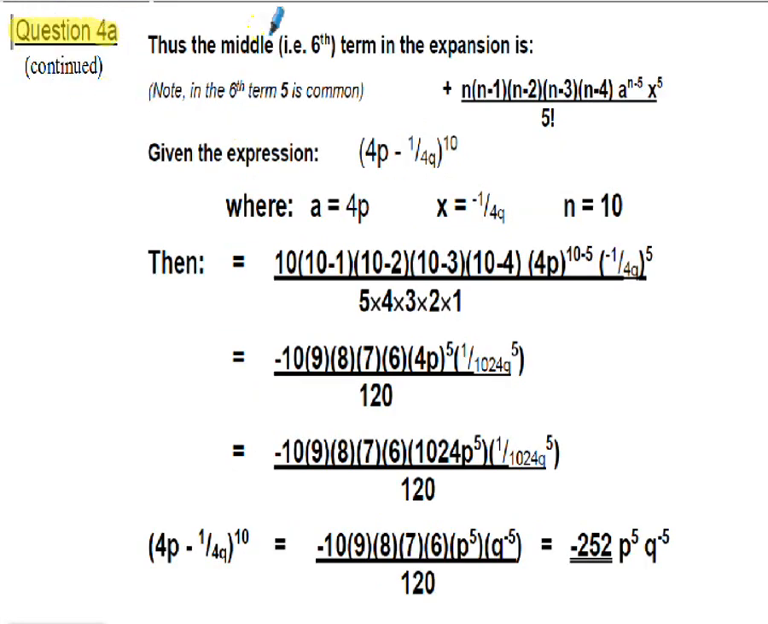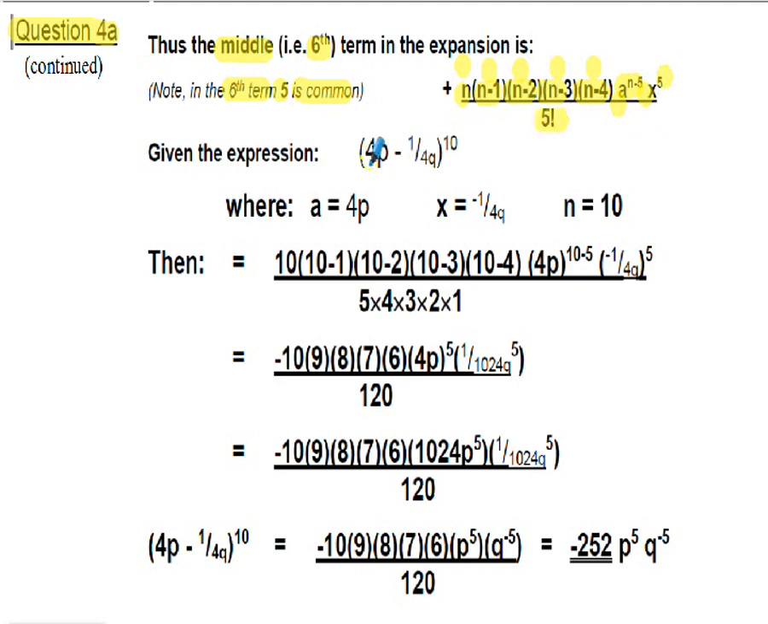Question 4 continued here. We know from the previous slide that the middle term is the sixth term in our series, and we know that in the sixth term 5 is common. So our term will have 5 numbers multiplied together in the top line: n multiplied by n minus 1, times n minus 2, n minus 3, n minus 4. We have a to the n minus 5, x to the 5, all over factorial 5.